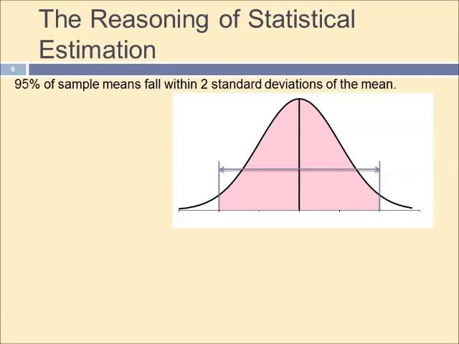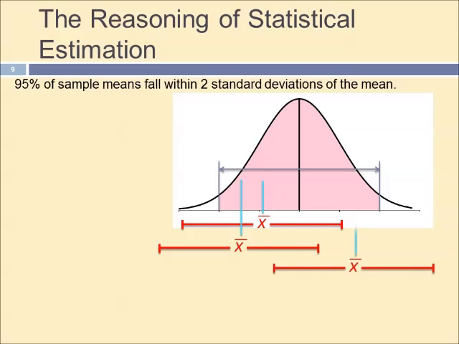Now, 95% of sample means fall within 2 standard deviations of the mean. So for any particular sample, we have these sample means kind of all over the place. 95% of the time, the mean will fall in the pink area. 5% of the time, it'll fall outside of that area.